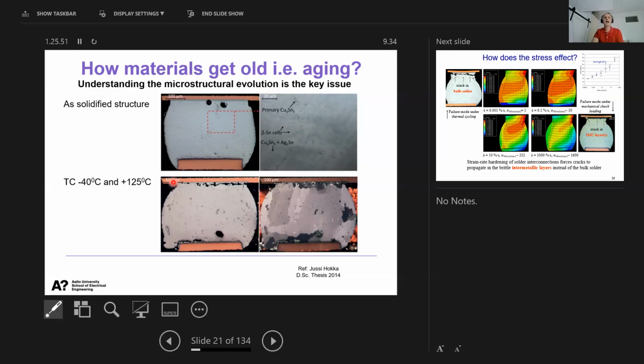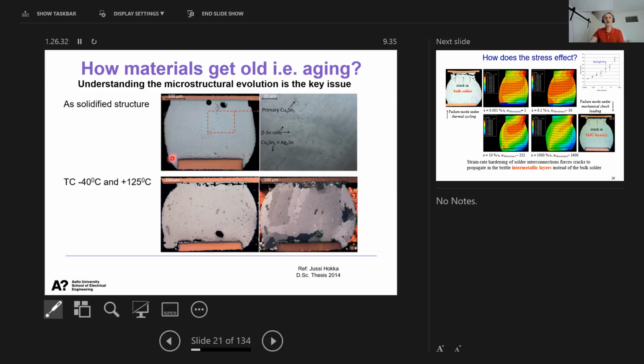Here is an example again from our own experiment. In the upper row you have a solder interconnection. This could be the BGA ball, which you saw in the first lecture. Component here, printed wiring board here, and the solder interconnections. This is how the solder ball looks after manufacturing. This is called the solidified structure. You have a certain microstructure which depends on the process, the original chemical composition of the solder, and so on.